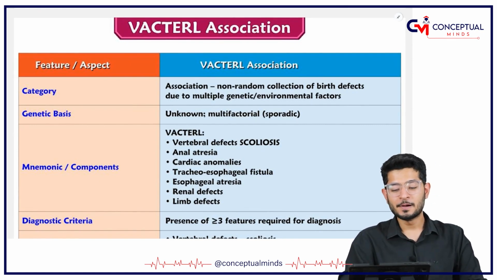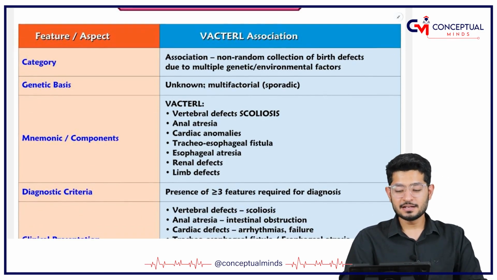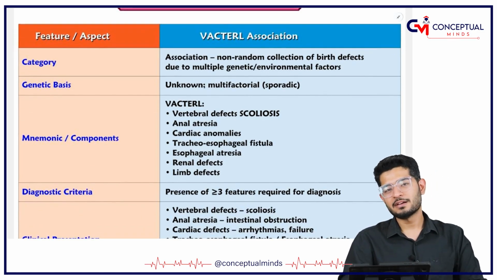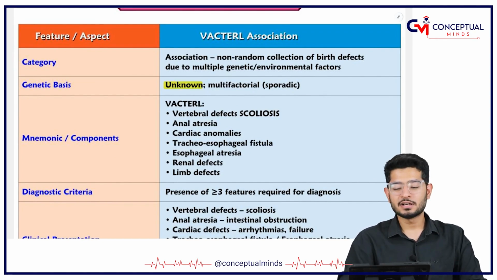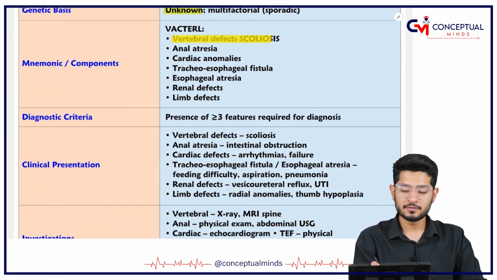Now what do you mean by VACTERL abnormalities? Please understand. Basically VACTERL is an abnormality which is sporadic. The etiology is unknown. It is believed to be due to multiple genetic and environmental factors. And what is VACTERL? V for vertebral defects, like scoliosis is the most common one.